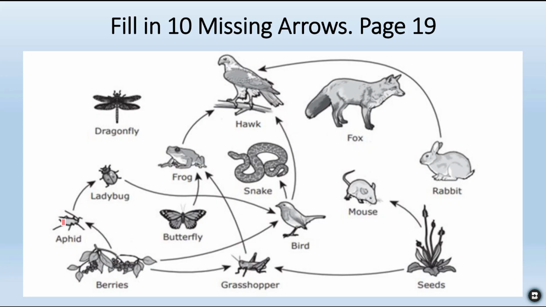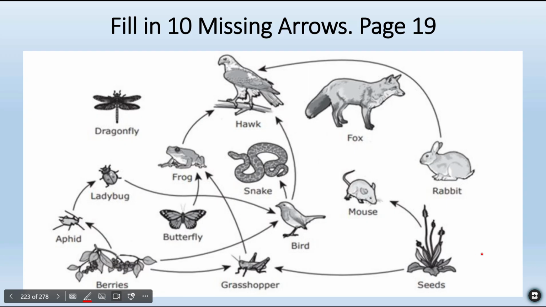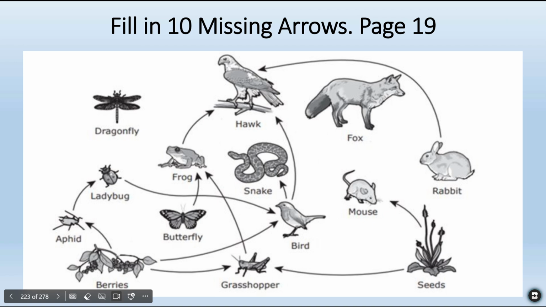Notice that when we fill in these arrows, we have to pay attention to where the energy is going to be moving. So if I want to say that the seeds are eaten by a rabbit, I need to make sure that the arrow is pointing from the seeds to the rabbit. There we go. So that arrow pointing to the rabbit says energy is moving from the seeds to the rabbit.